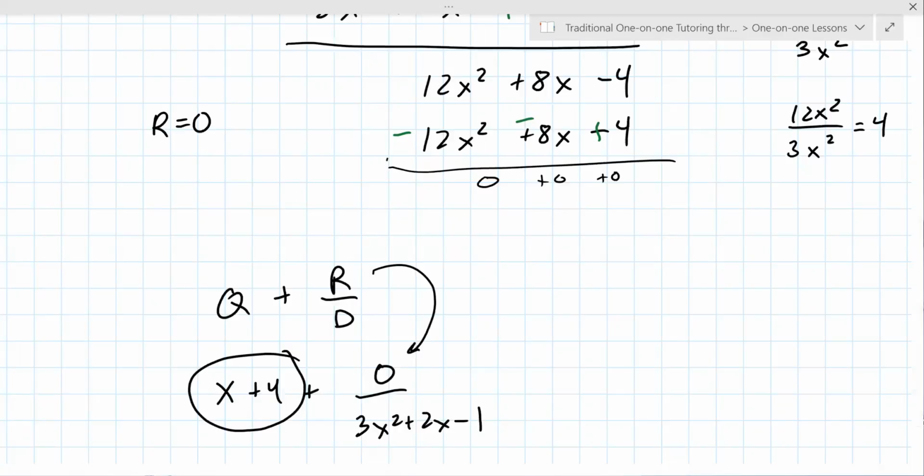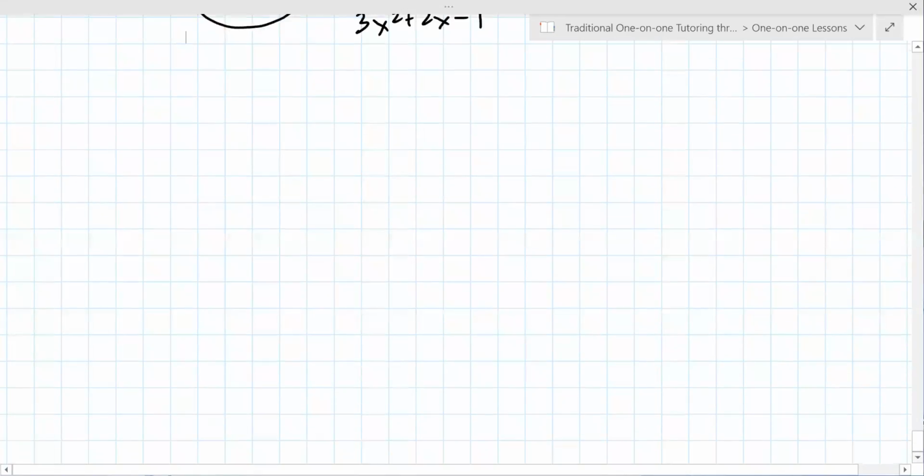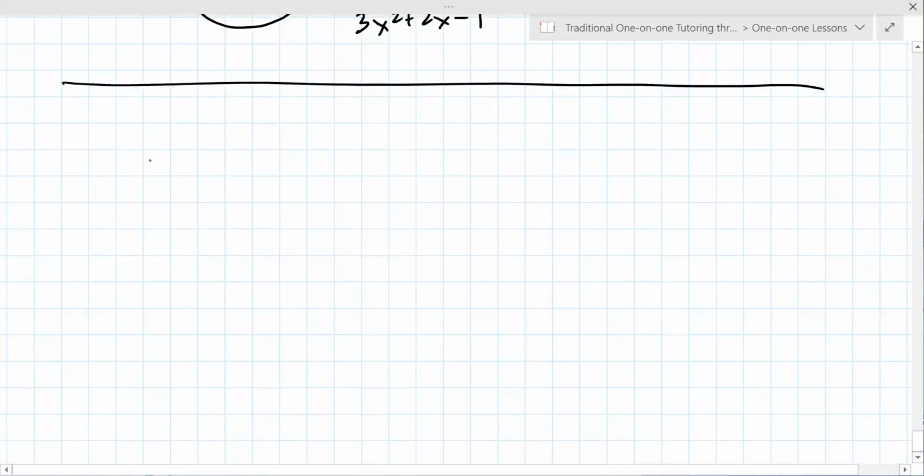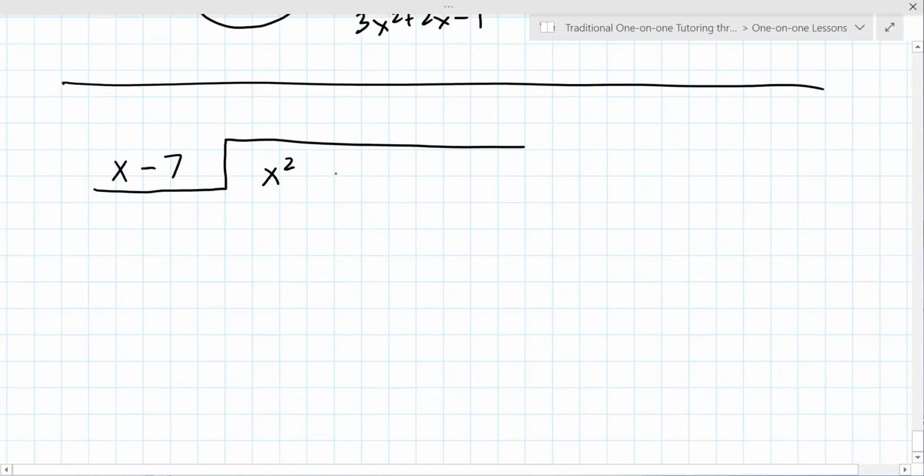All right. Let me have you try a short one on your own. Let's go x minus 7 into x squared minus 8x plus 7. Okay, go ahead and try this one on your own, please.